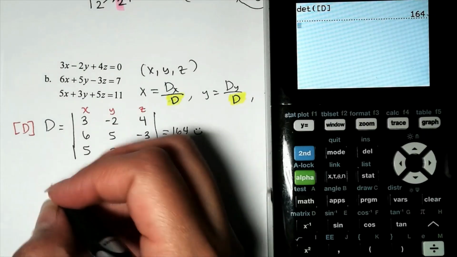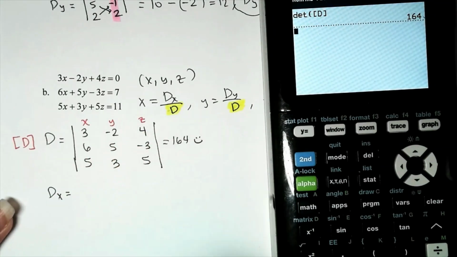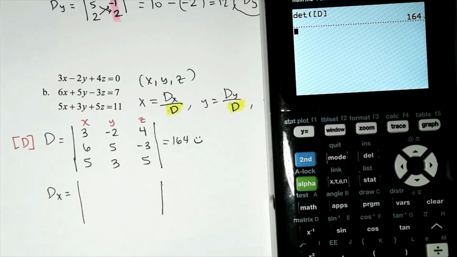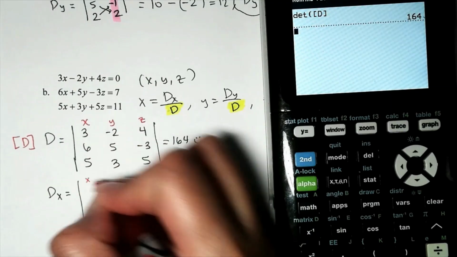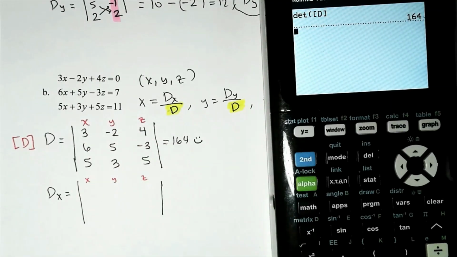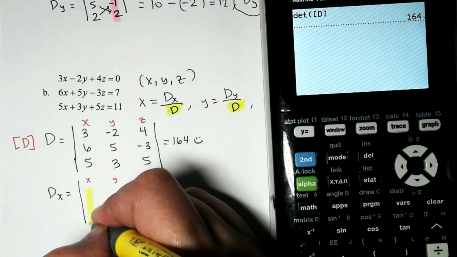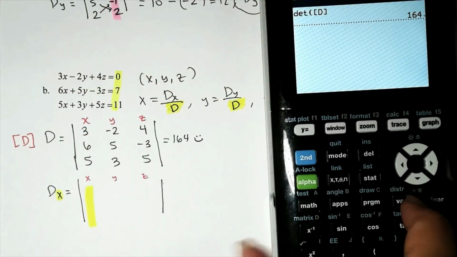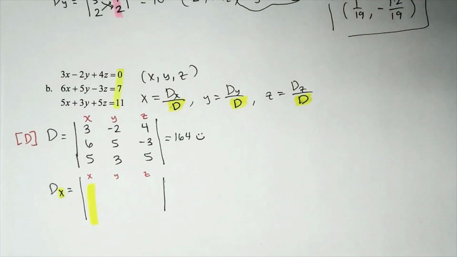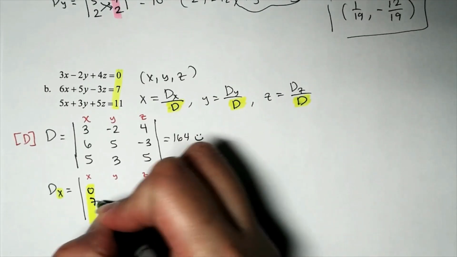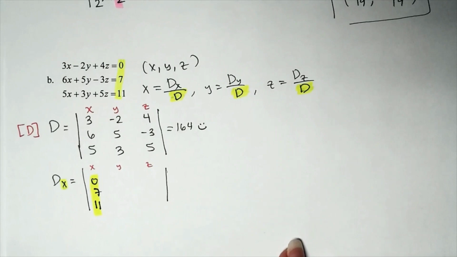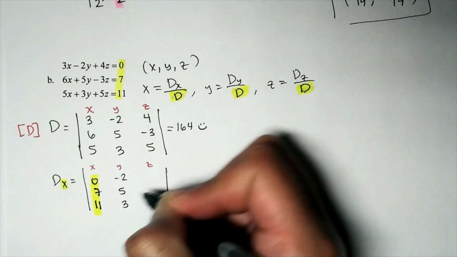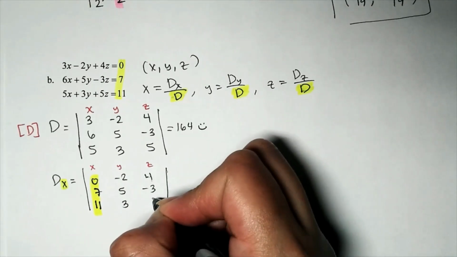So let's go ahead and find dx. So dx is the determinant form when we replace the X column values with the answer column values. So if you want to write down your X, Y, Z, go for it. The only one that we're replacing is the X column values, hence the dx, and we're going to replace it with the answer column values. So the answer column values are 0, 7, and 11. Okay, and then we're going to keep the Y and Z. So -2, 5, 3, and then 4, -3, 5.